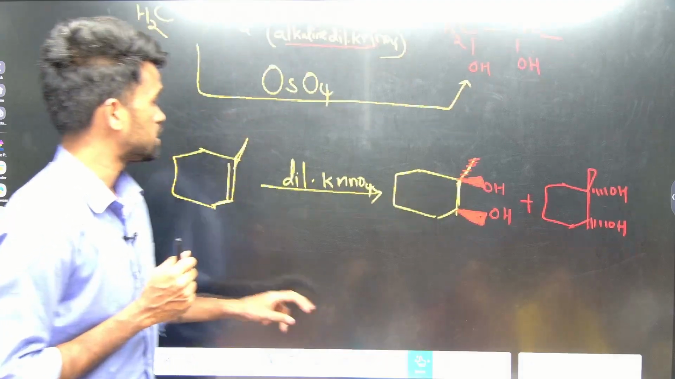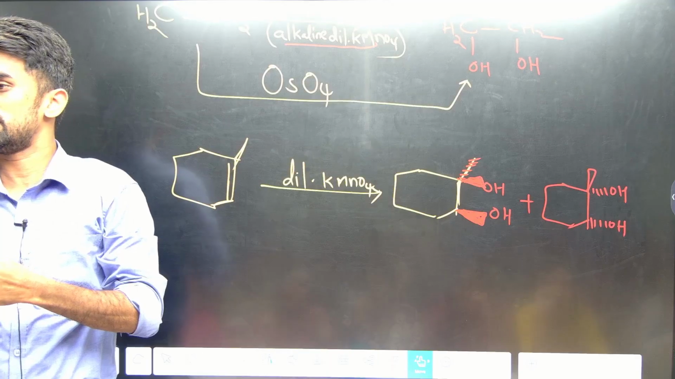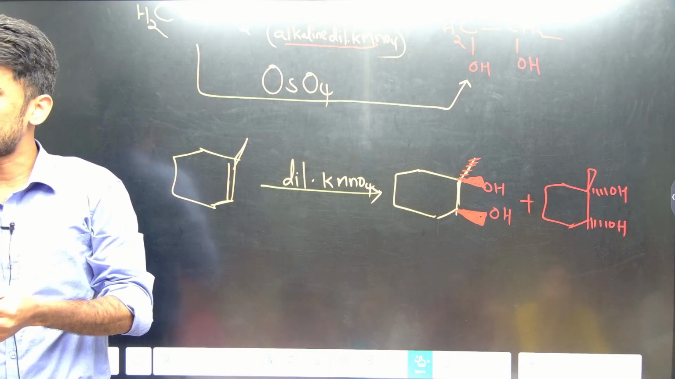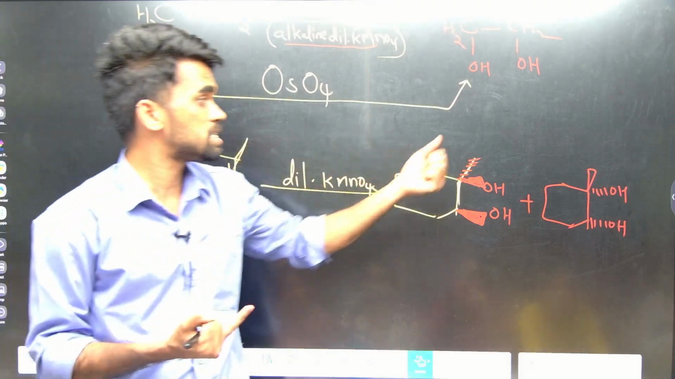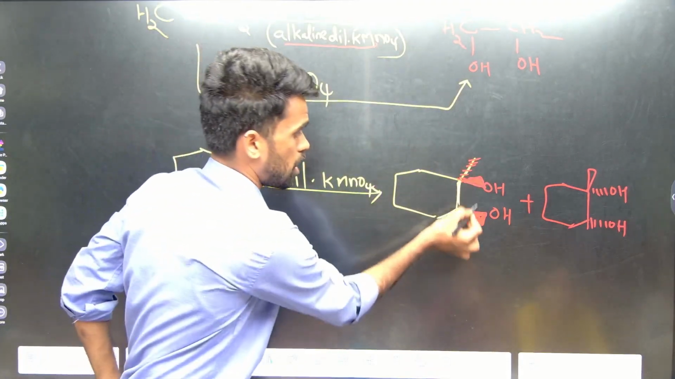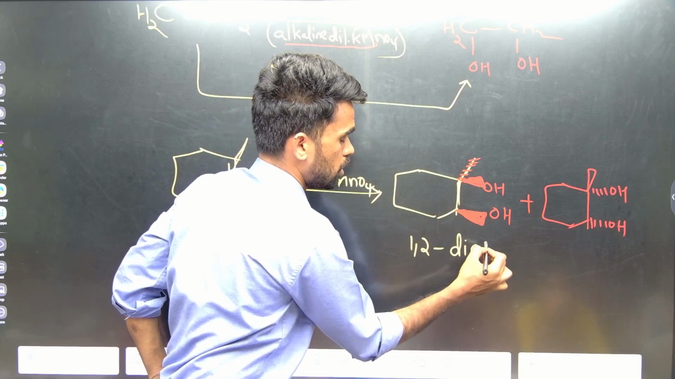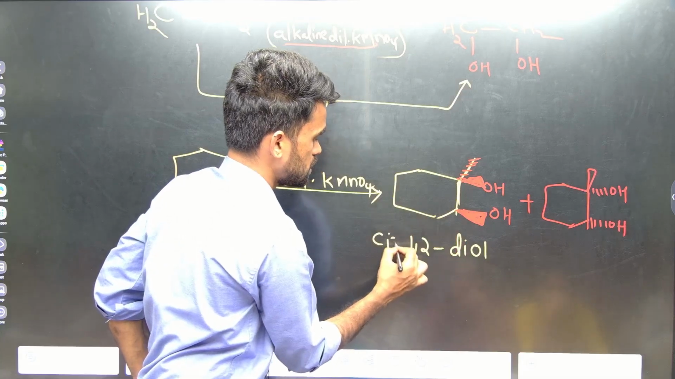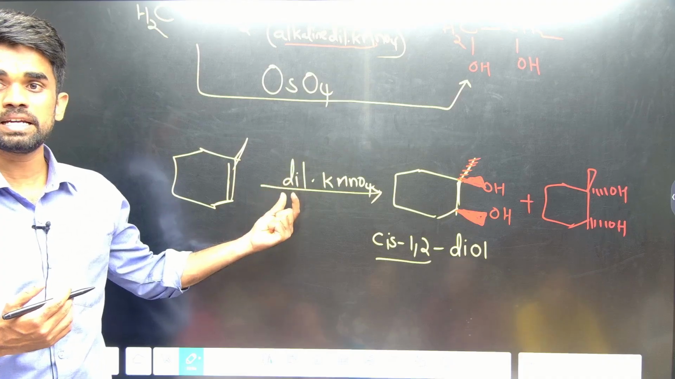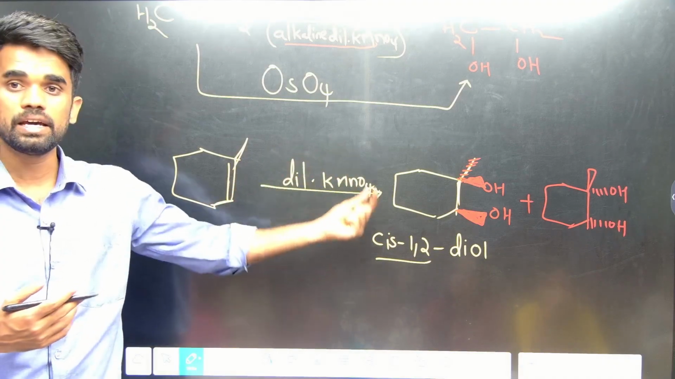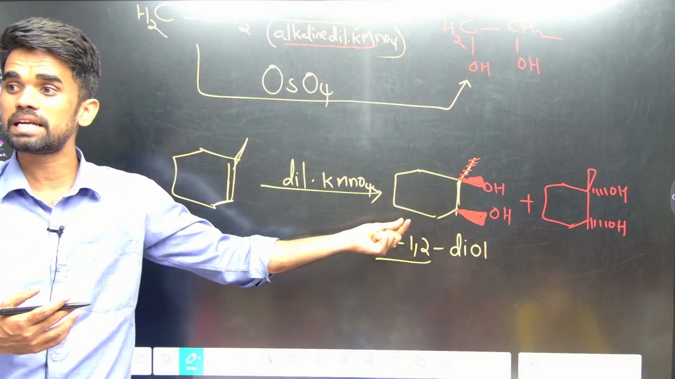So what is this? Cold KMnO4 is a cis hydroxylating agent. What do we mean by cis hydroxylating? Alkenes upon treating with dilute KMnO4 give you cis diols. Cis diol means 1,2. How many OH groups are there? Diol. How is it? Cis. Cis 1,2 diol. So dilute KMnO4, Baeyer's reagent, is a cis dihydroxylating agent. Two hydroxy groups it is making, so that's why we are saying cis dihydroxylating agent.